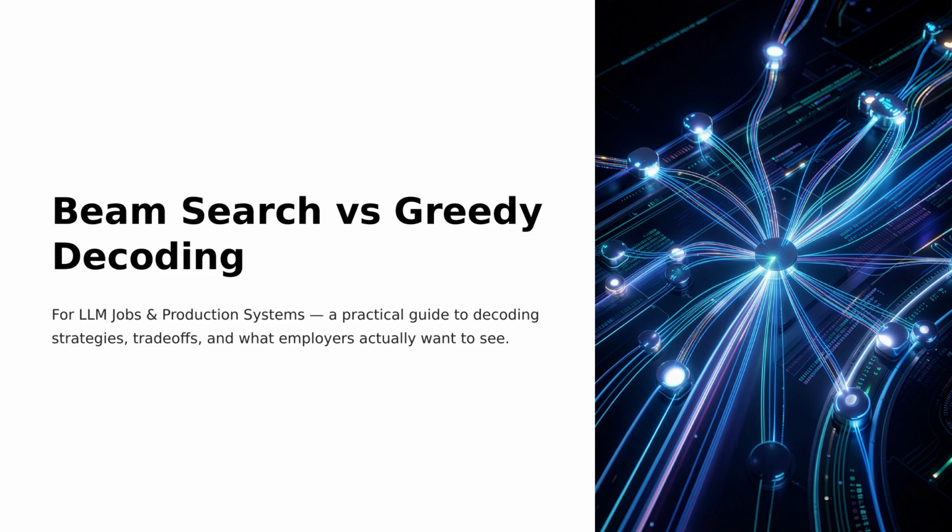In this section, we'll compare beam search and greedy decoding in the context of LLM jobs and real production systems. The goal is to understand not just how these strategies work, but when each one actually makes sense. We'll look at the trade-offs in quality, speed, and cost, and focus on the kind of practical reasoning employers want to hear in interviews and on the job.